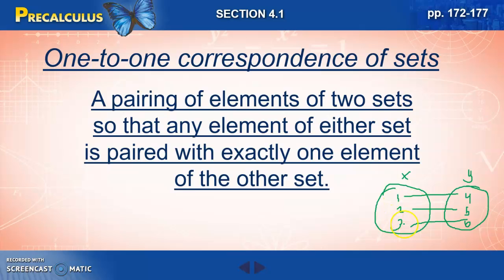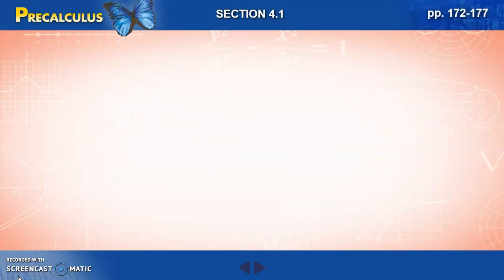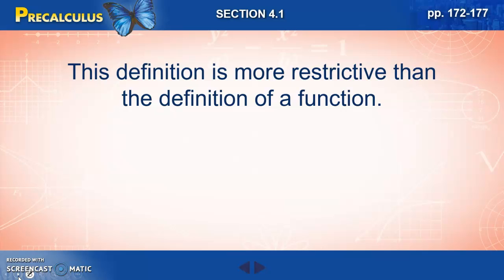So we've seen these sets before. Now, one-to-one correspondence is a special type of function that has a bit more specific of a rule than just a regular function. Let's take a look at some examples here in a second to help you visualize that. Again, the definition is more restrictive than the definition of a function.